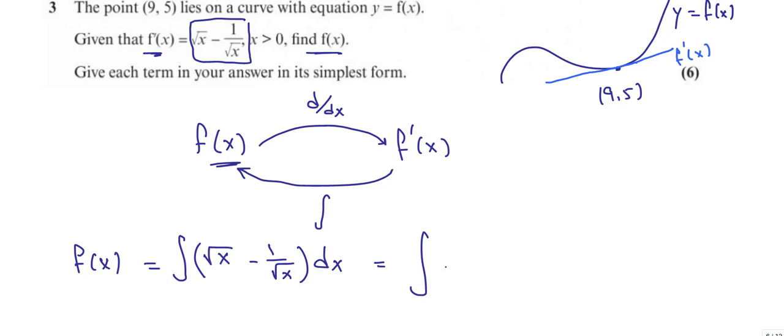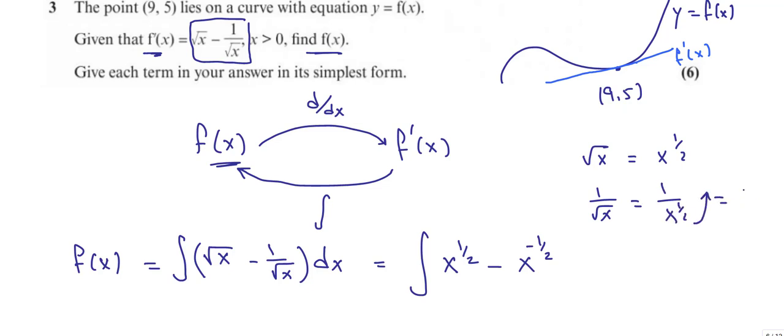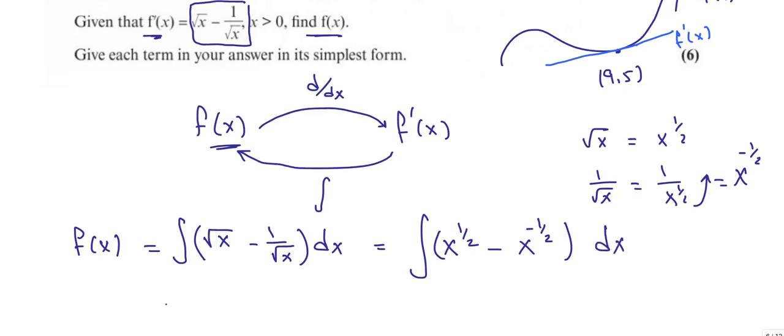Change the radical to index form. Make it a power, so it's power half. Square root x is x power half. 1 over root x will be x to the minus half. We all understand this part. Root x is x half. If I have 1 over root x, it means it's 1 over x half. Bring it up and change the sign of the exponent, so it's x minus half. Easy? Continue.